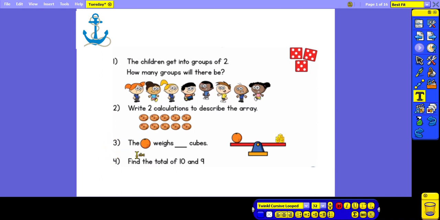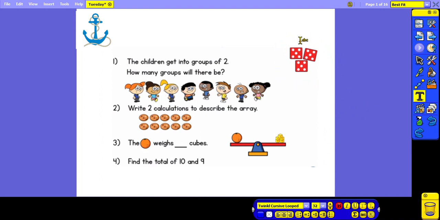Question three, the orange weighs something cubes. So if we have a look at the balance scales, we can see they are balanced. Count up how many cubes the orange weighs. And for question four, find the total of 10 and 9. Remember, if you're finding the total of something, you are adding the two numbers together. So if you pause the video now, that'll give you a chance to answer the questions. And I'm now going to go through the answers.